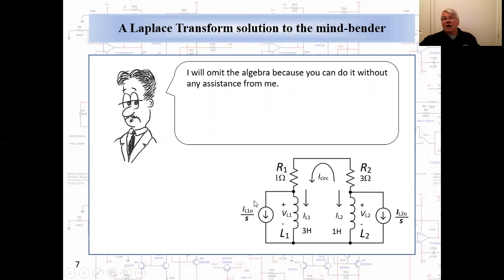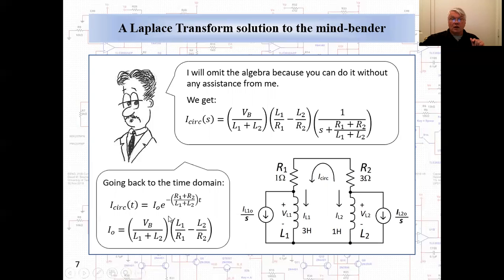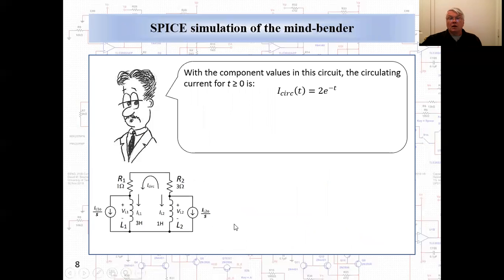Now, I'll omit the algebra because you can do that yourselves. You don't need my help to do that. And if you do that, you get this expression for the circulating current. And if we apply the inverse Laplace transform to go back to the time domain, we get a first order exponential decay. We kind of expect that. And with some initial value of current, and the initial value of current is given by this expression. And with the component values that were in the circuit, the circulating current that we compute from this analysis is 2e to the minus t.